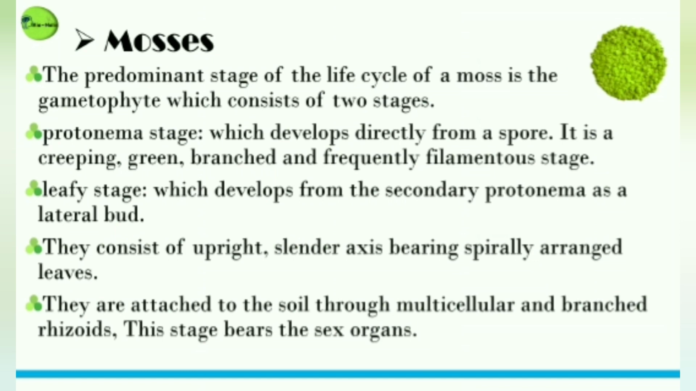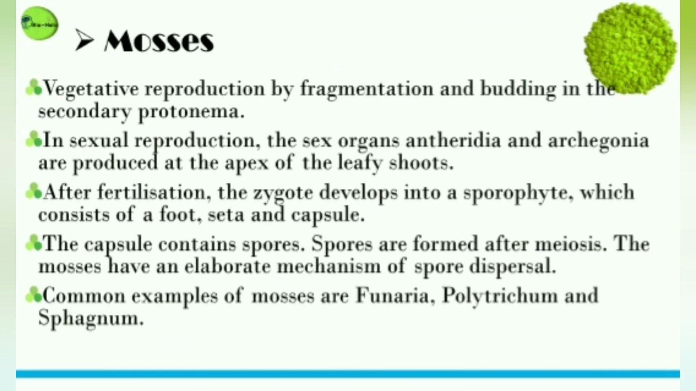They consist of upright, slender axes bearing spirally arranged leaves, and they are attached to the soil through multicellular and branched rhizoids, and this stage bears the sex organs. Now, vegetative reproduction in mosses is done by fragmentation and budding in the secondary protonema. In sexual reproduction, the sex organs, antheridia and archegonia, are produced at the apex of the leafy shoots. After fertilization, the zygote develops into a sporophyte consisting of a foot, seta and capsule.